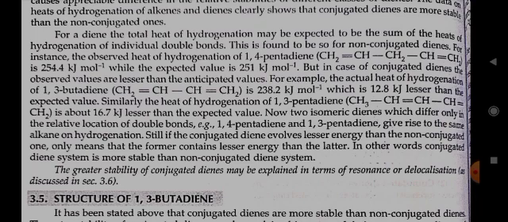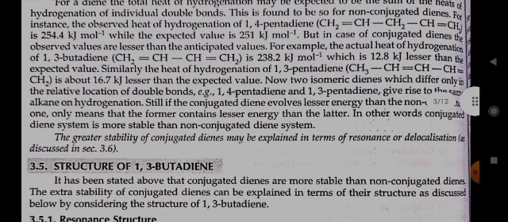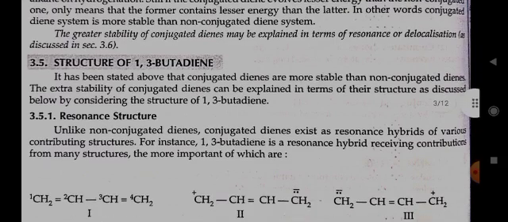Now, two isomeric dienes which differ only in the relative location of double bonds, for example 1,4-pentadiene and 1,3-pentadiene, give rise to the same alkane on hydrogenation. Still, if the conjugated diene evolves less energy than the non-conjugated one, it only means that the former contains less energy than the latter. In other words, the conjugated diene system is more stable than the non-conjugated diene system. The greater stability of conjugated dienes may be explained in terms of resonance or delocalization.